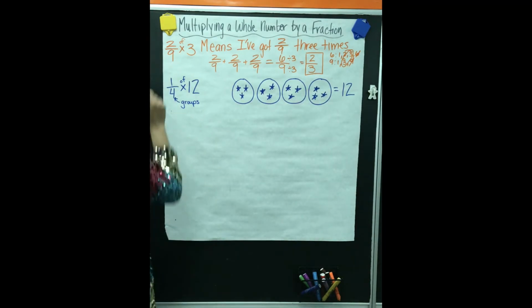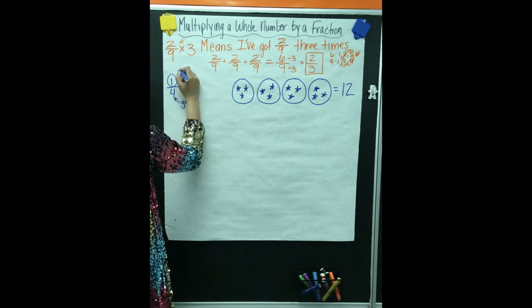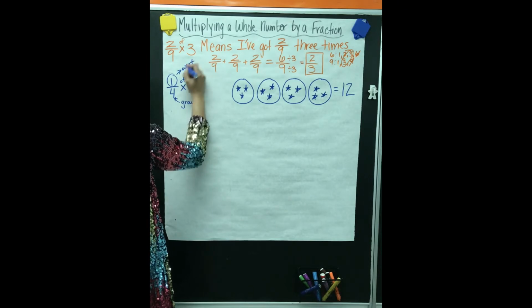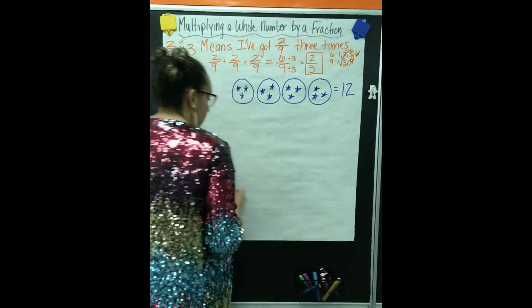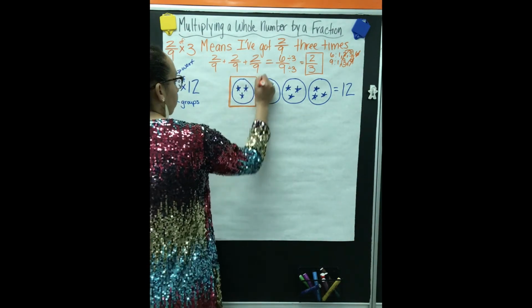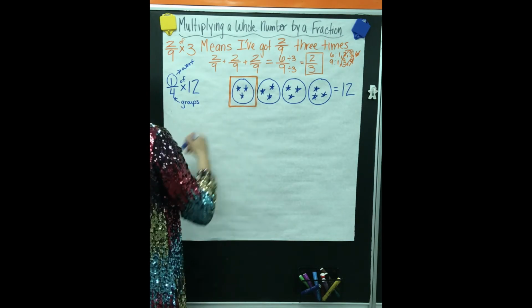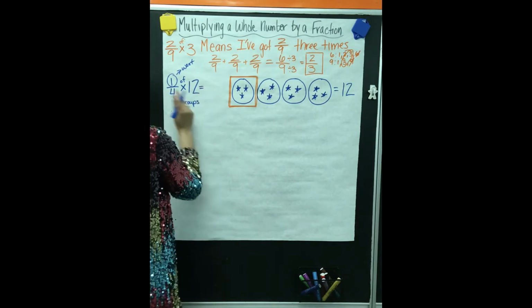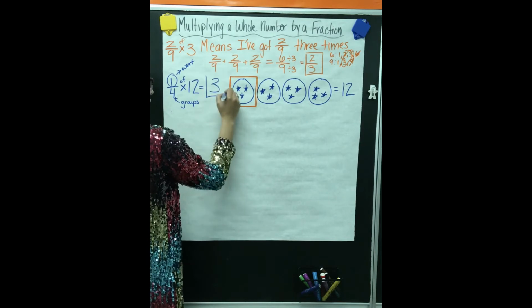But I only want one of these groups. This is how many we want or need or have. So we only want one of them. Well, how many is in one of our 4 groups? We have 3. That means that 1/4 of 12 equals 3.